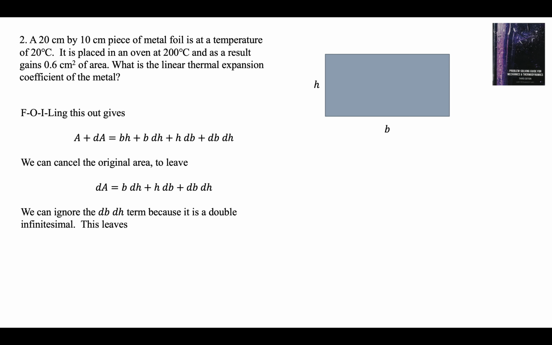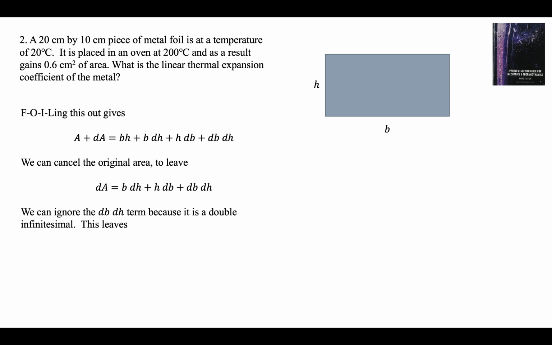So let's use the equation we just derived to answer the question. dA is BdH plus HdB. The change in area, dA, is 0.6 square centimeters, B is 20, H is 10, and we know that dB is 2dH because B is twice as big as H. So I'm going to plug in numbers for differentials. You're not supposed to do that. But I know I threw out dBdH, so I know I'm not going to get the exact answer. But we'll see how big dBdH is.